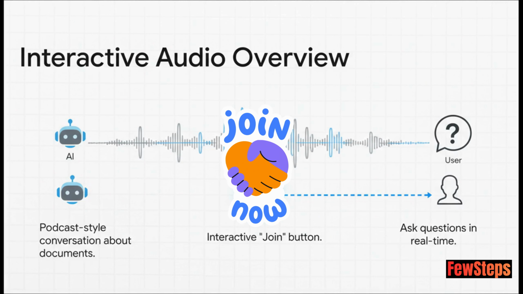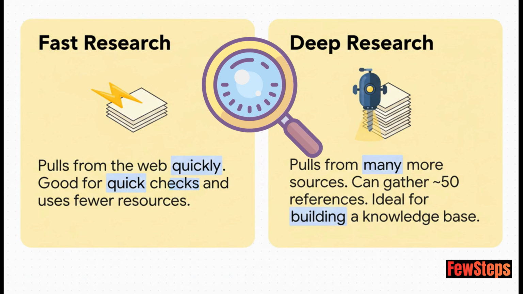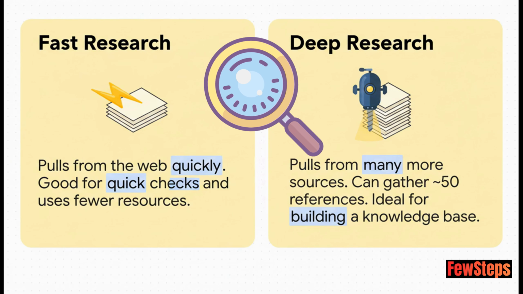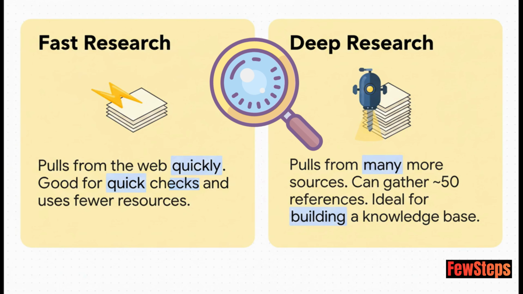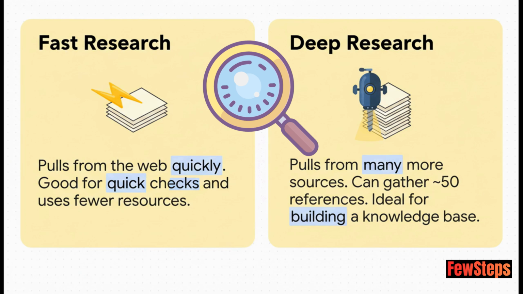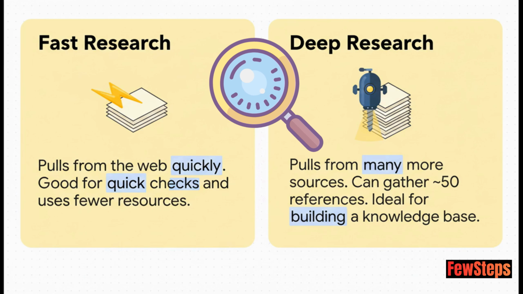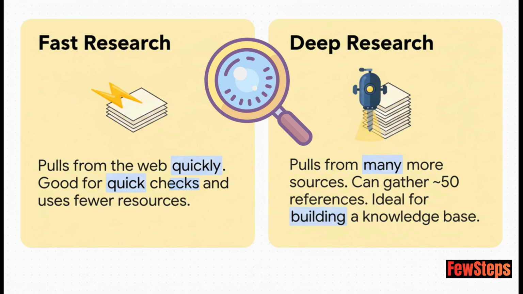It's wild. Now, inside the prompt box, there's a little toggle between fast research and deep research. Fast is great for quick checks. But deep research, man, that thing is a powerhouse. It digs through way more web sources and can gather around 50 references all on its own, building a whole foundational knowledge base for you, basically from scratch.